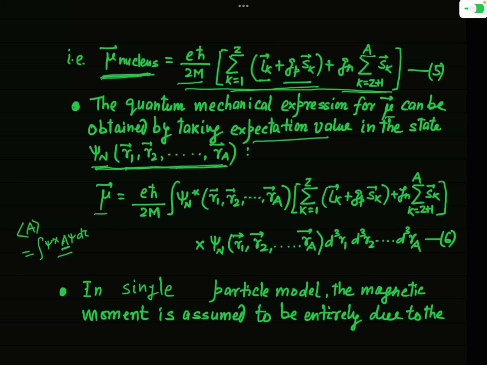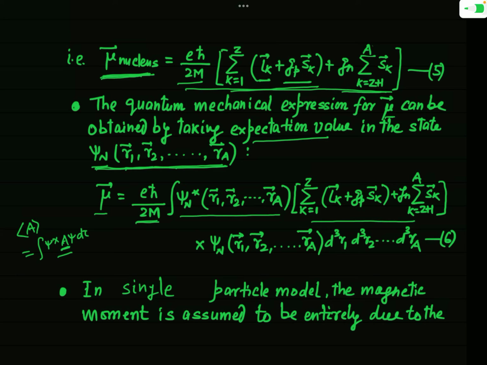This mu will be equal to, since eh bar by 2m is a constant factor, so I have taken it outside of the operator, and psi star, so this will be psi n star r1 r2 up to ra, and in place of the operator now we will write this much. You can see, in fact, this factor eh bar over 2m is associated with this operator, but since it is a constant factor, it has been taken outside of the integral.